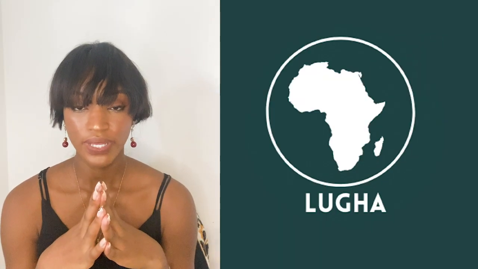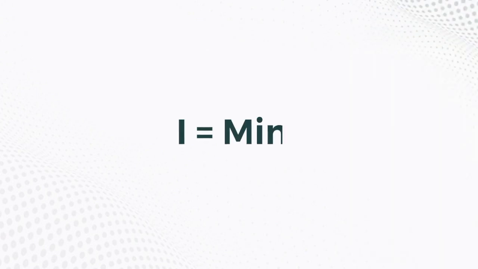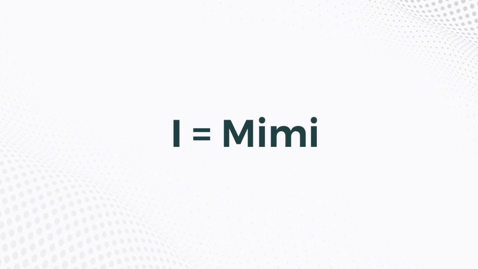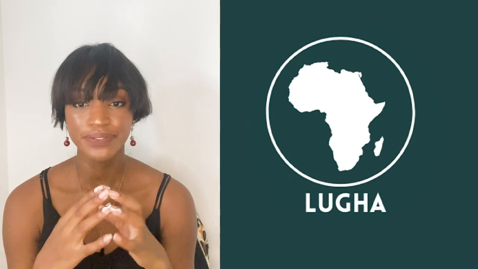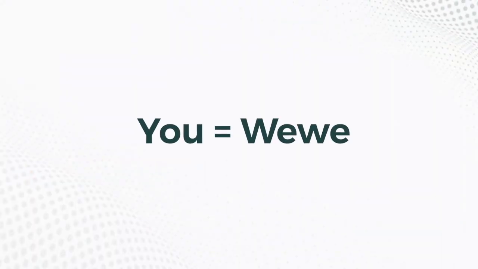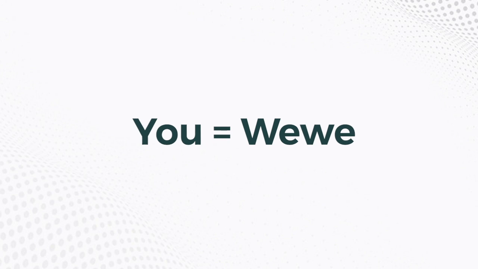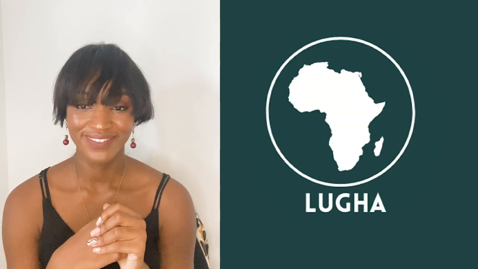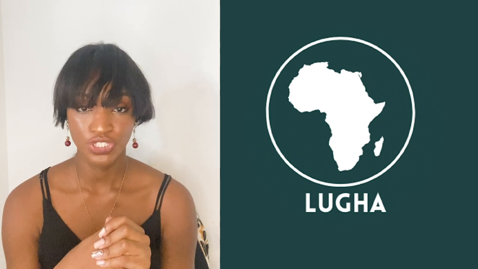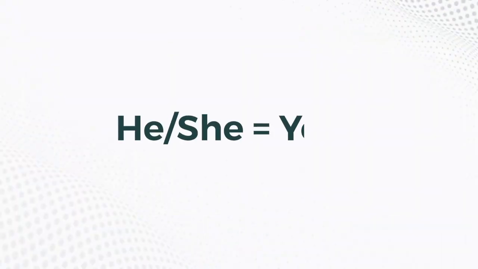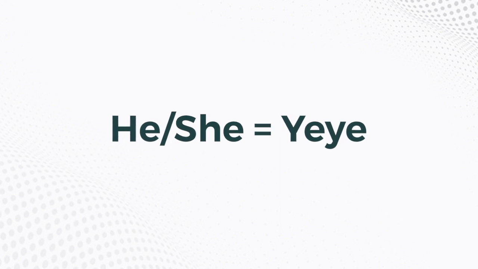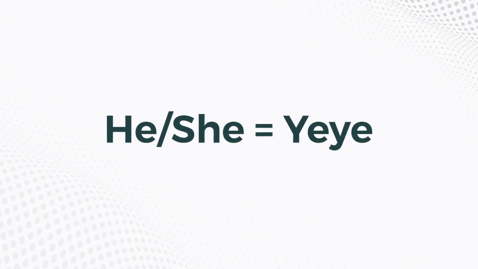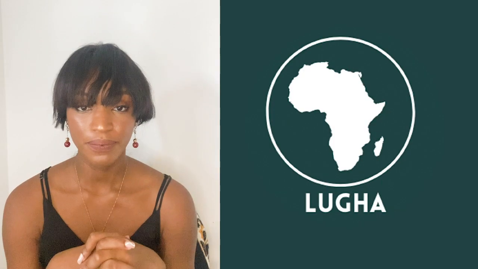So for I in Swahili, the pronoun is mimi. Can you say mimi with me? Good. For you, the pronoun is wewe. Can you say wewe with me? Amazing. For he or she, the pronoun is yeye. Okay, so that's a Y stress. Yeye. Can you say yeye with me?